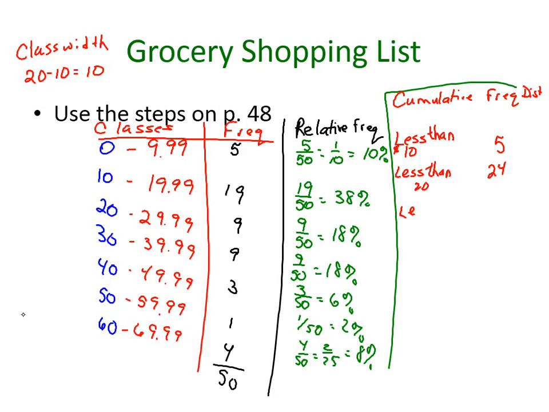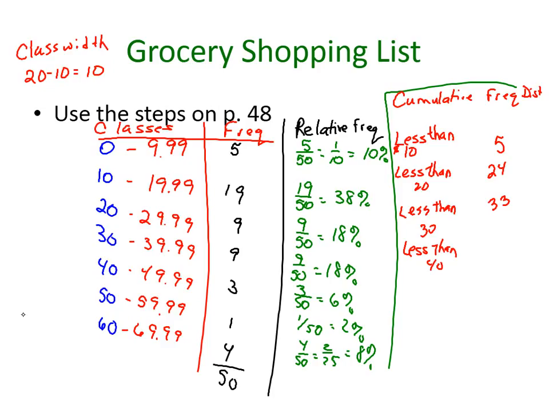If we're looking at having less than 30, so those ones that spent less than $30 are these other 2 we just had, plus this next 9 people, and so that's a total of 33 values. Questions on what I'm doing?